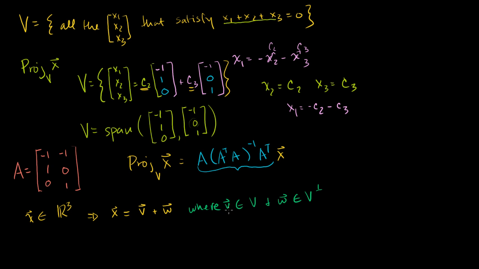Now, by definition, v is the projection of x onto V, and w is the projection of x onto the orthogonal complement of V. So we can write that x is equal to the projection onto V of x plus the projection onto V's orthogonal complement of x.